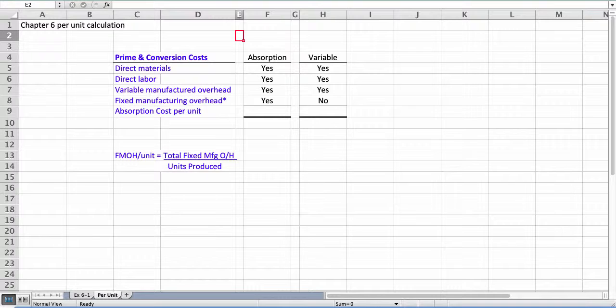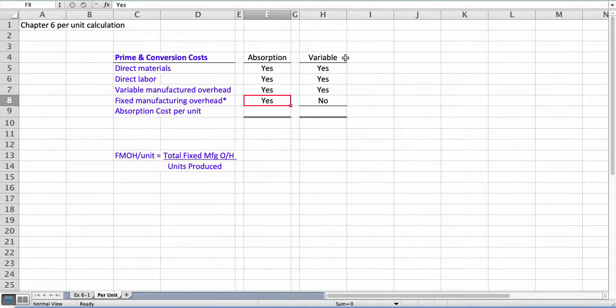are variable. So when looking at this small chart, you'll see that under the absorption method, you're going to add the per unit cost for direct materials, direct labor, variable manufacturing overhead, and fixed manufacturing overhead. And because this is a per unit calculation, there's a bit of computation that you must do. You need to take the total fixed manufacturing overhead cost and divide it by the number of units produced.